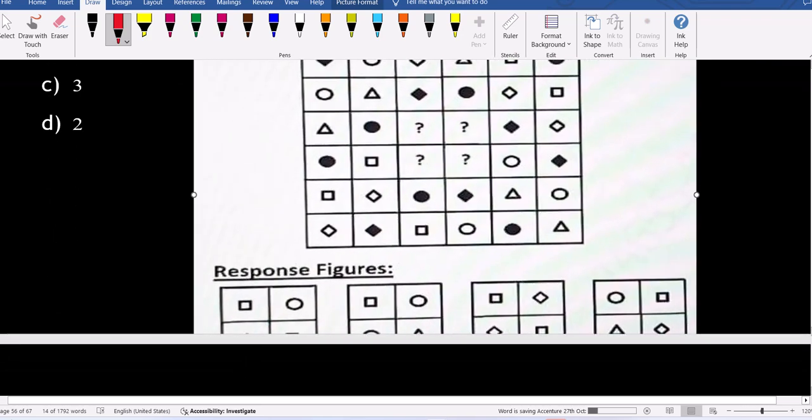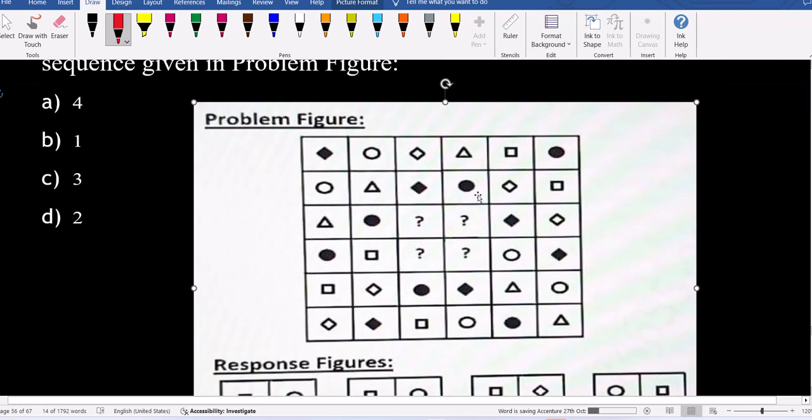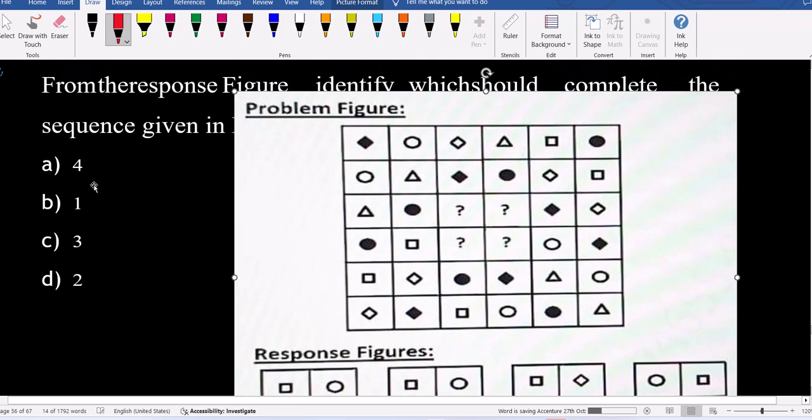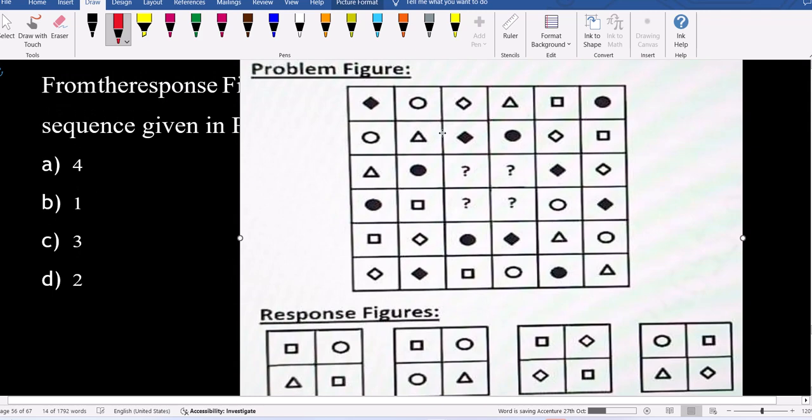Options. Before going forward, I think you can understand it's a risk. We have to identify the missing one here. If you observe the question, all are different. Six different things have come.